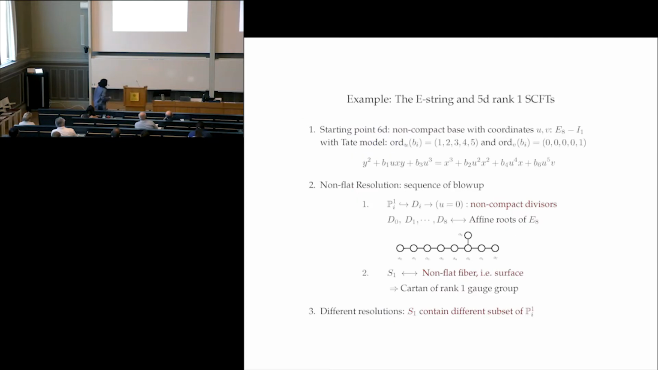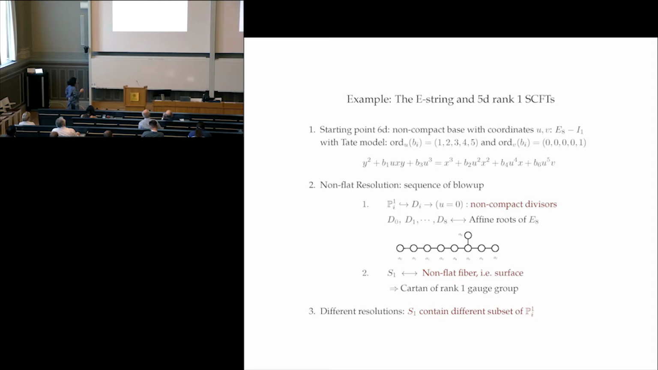Okay, so let's do an example. Let's go back to these rank 1 theories, and let's see how we get from these non-flat resolutions this class of theories that are well known. So the starting point is the E string. The E string is constructed from the collision of E8 with I1. Just like in this cartoon I showed you earlier, we can write down the Weierstrass model, or what's slightly nicer, the so-called Tate model.